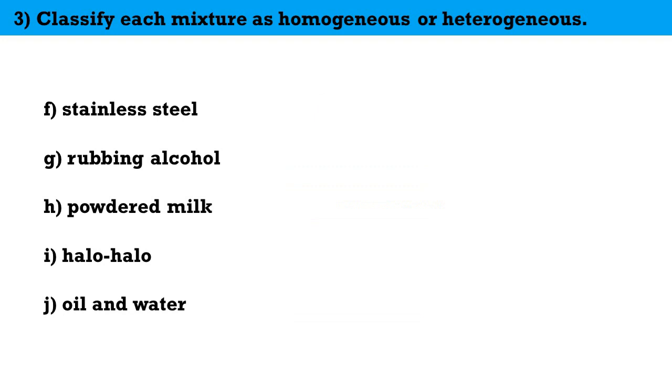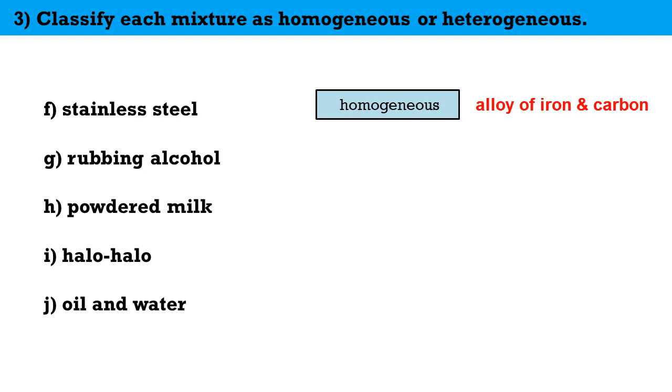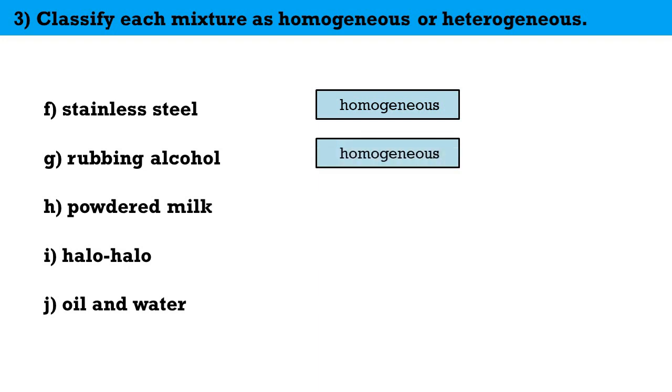Letter F, stainless steel. It is a homogeneous mixture because it is uniform throughout. Steel is an alloy of iron and carbon. Letter G, rubbing alcohol. It is also a homogeneous mixture because it is uniform throughout. Rubbing alcohol is a mixture of alcohol, water, and scents. Letter H, powdered milk. It is a homogeneous mixture because it is uniform throughout.